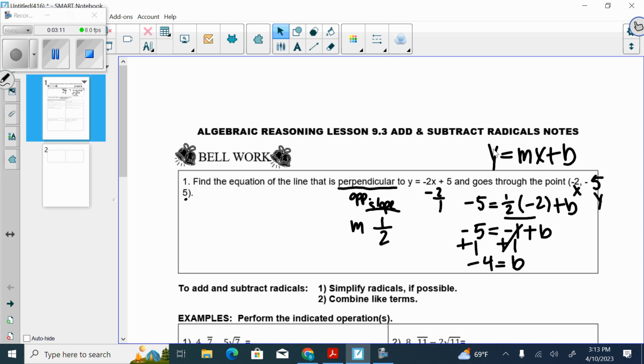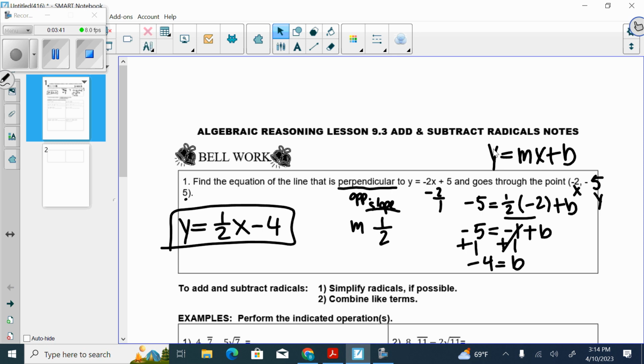All right, so now that I know what b is, we can now write the equation of the line. So the equation of our line, remember, is in that y equals form. We'll have y equals, what did we say the slope was? M is 1/2, x. So what did we say our b is? -4. So this would be the equation of the line perpendicular to that one that goes through the point -2, -5.